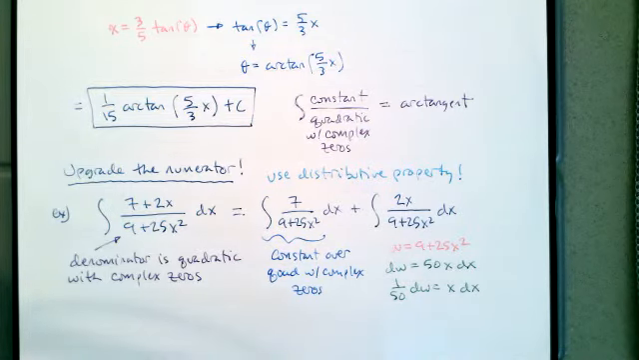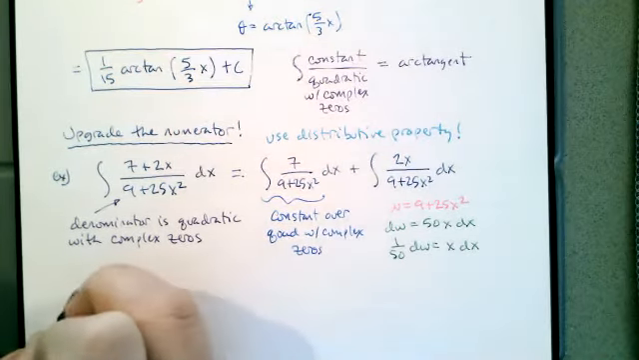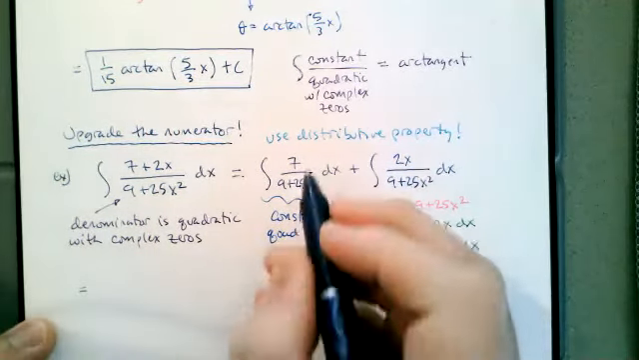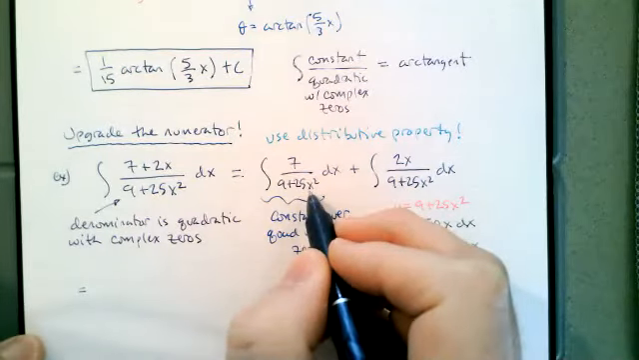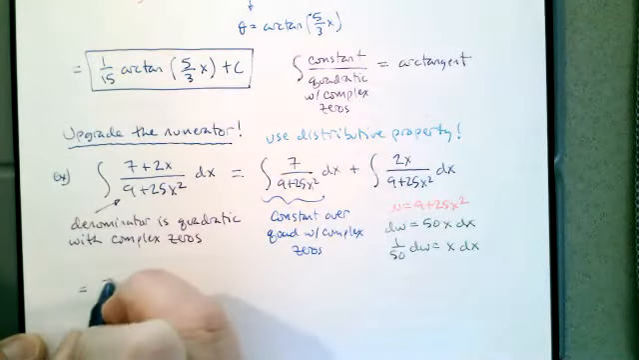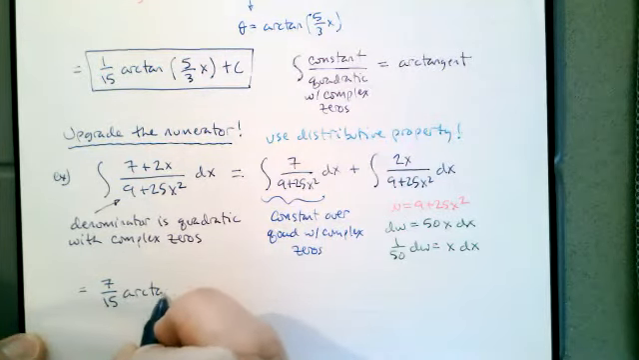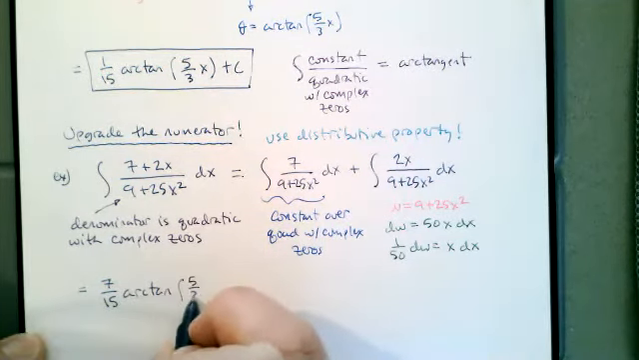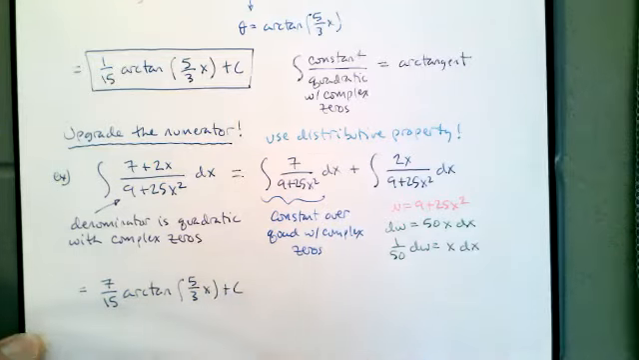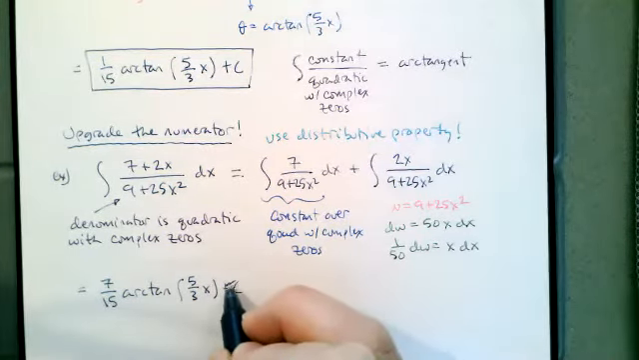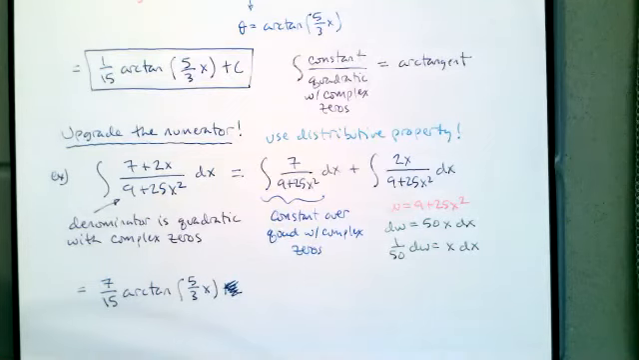So now we have both of the terms. 7 over 9 plus 25x squared, that's just a multiple of what we had before. So that's going to be 7/15 arctangent of 5/3 x. Oops, I don't want the plus c yet. That's just 7 times the one that we just did. A constant over a quadratic with complex zeros is going to lead to arctangents.